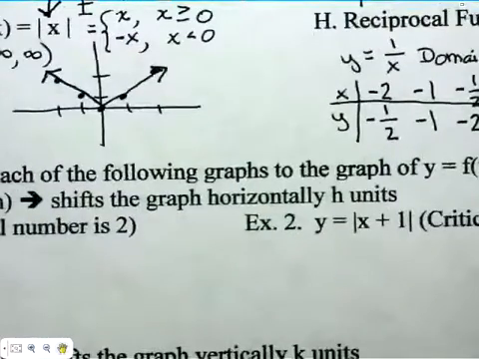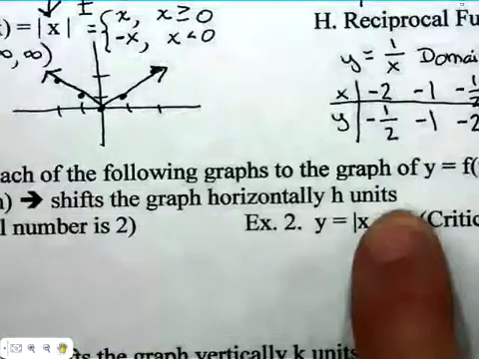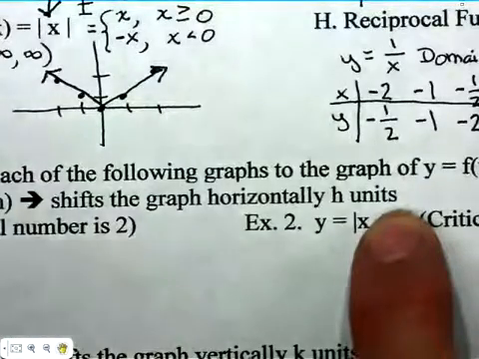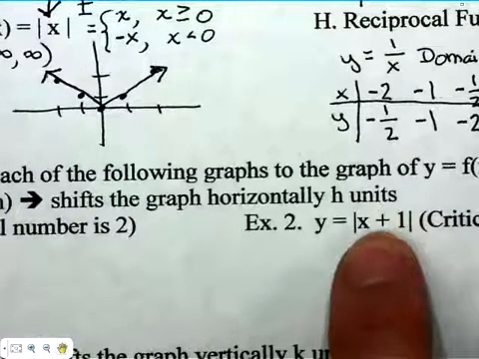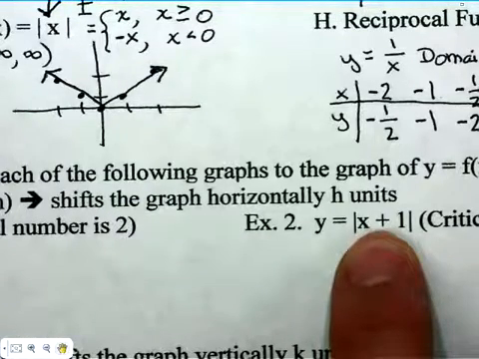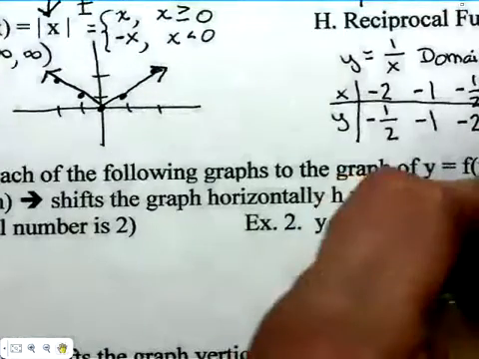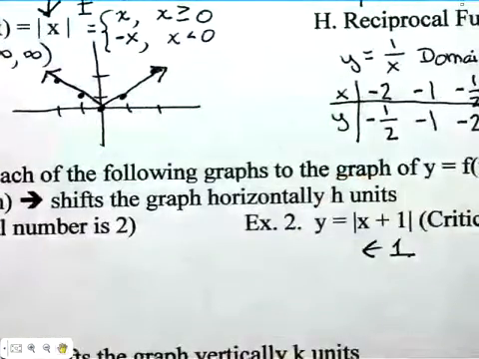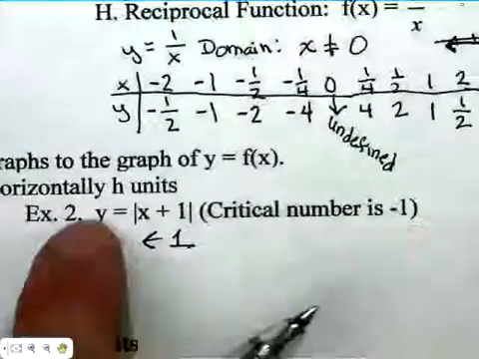Example 2, y equals the absolute value of (x plus 1). As soon as I see y equals absolute value of x, I think I know what that shape is. What is it? A V shape. And what does adding 1 inside the absolute value do to the graph? Moves it horizontally, probably the opposite of what you would expect. It moves it to the left 1 unit. That means its critical number is -1, the opposite of the guy in the absolute value.